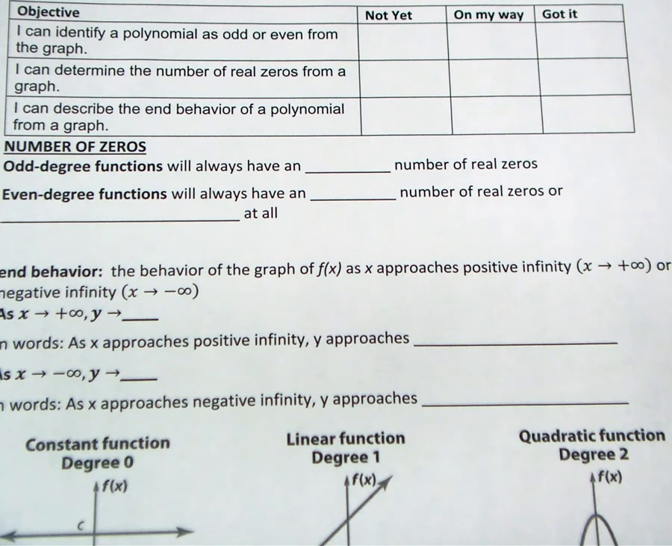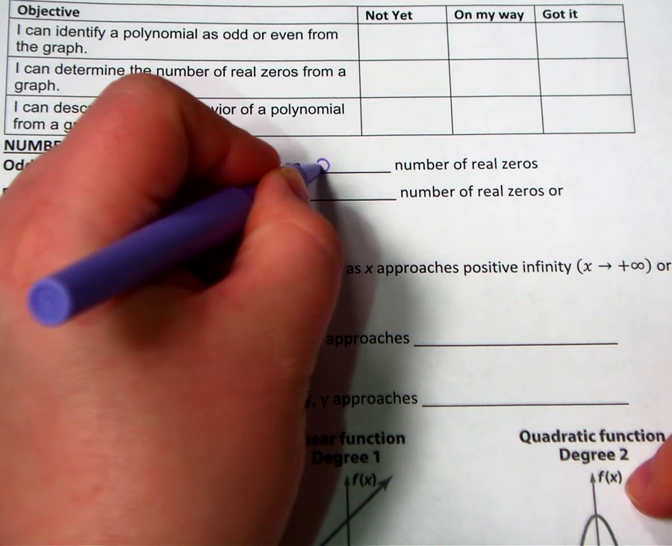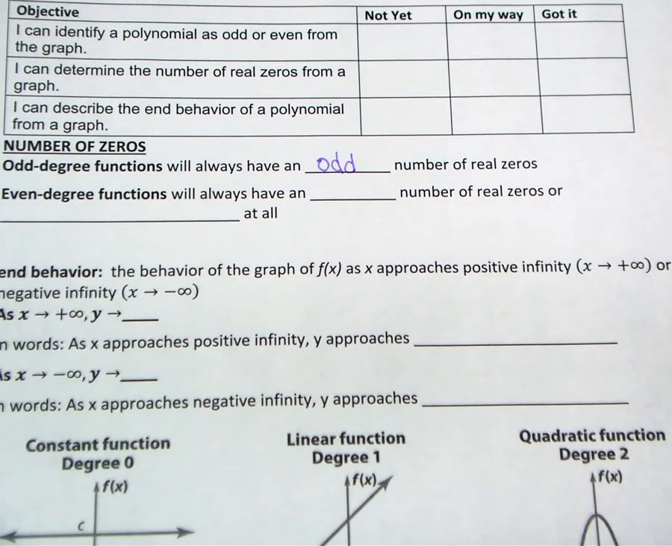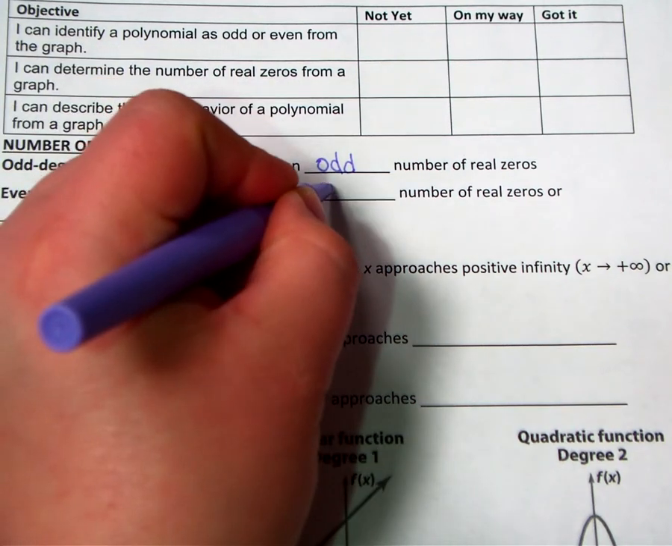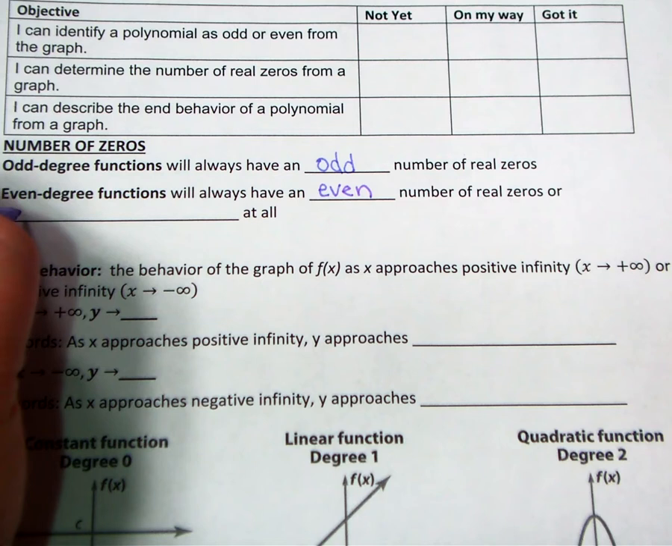So we first need to cover a few definitions before we get into our examples. The first definition that we're going to cover is odd degree functions. When something is called an odd degree function, that means that it will always have an odd number of zeros. And that means that an even degree function will always have an even number of zeros, or the other option is it could have no zeros at all.